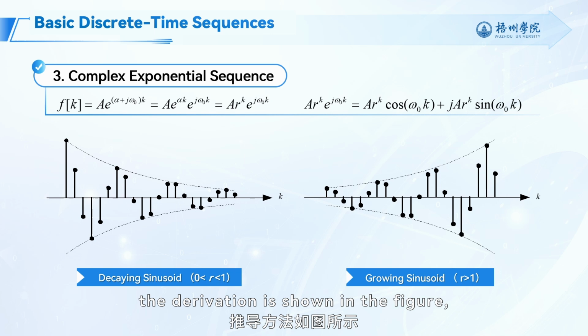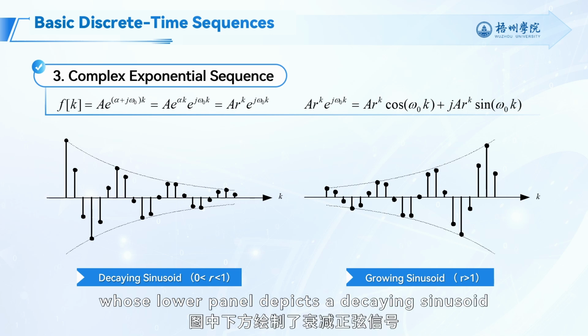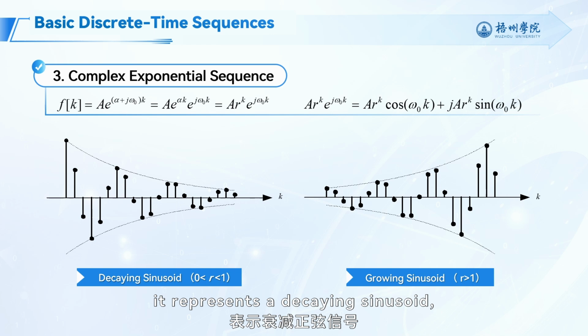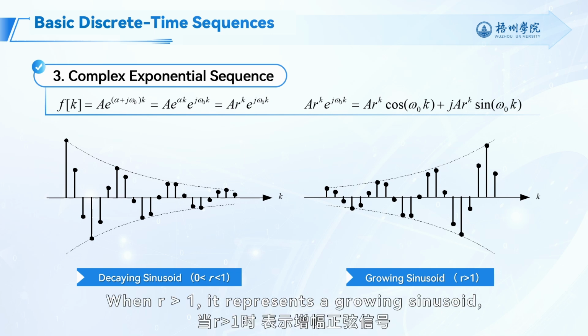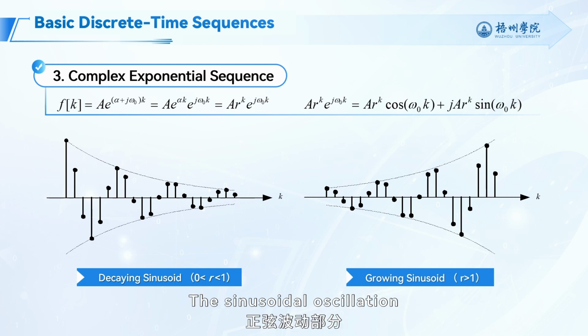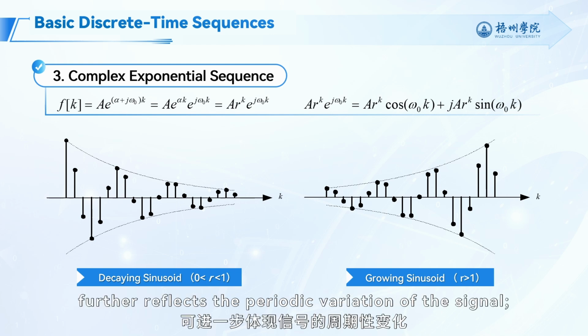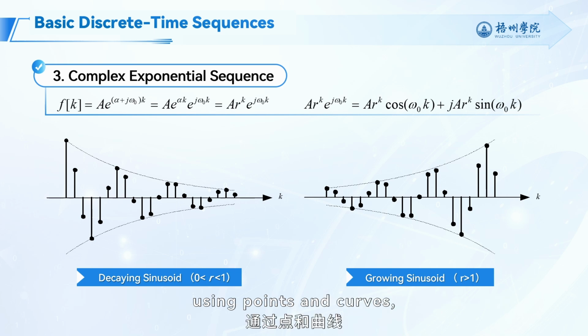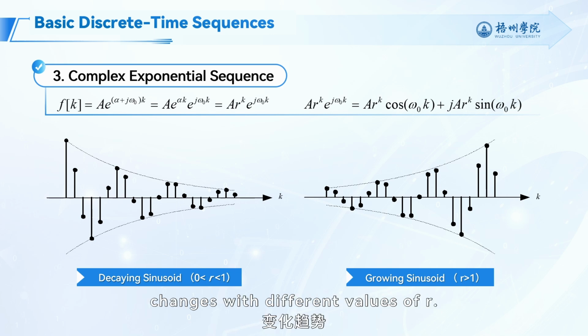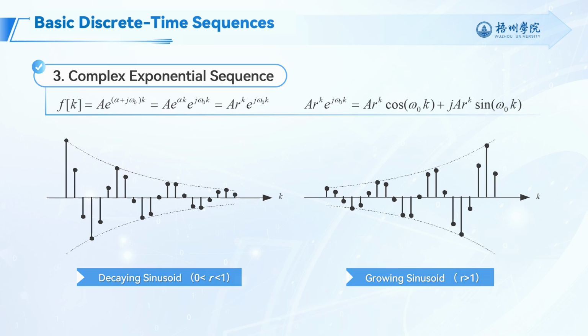For the complex exponential sequence, we discretize the complex exponential signal from the continuous time case. The derivation is shown in the figure, whose lower panel depicts a decaying sinusoid and a growing sinusoid. When r is between 0 and 1, it represents a decaying sinusoid, whose amplitude decreases over time. When r is greater than 1, it represents a growing sinusoid, whose amplitude increases over time. The sinusoidal oscillation further reflects the periodic variation of the signal, using points and curves. The plot intuitively shows how the complex exponential sequence changes with different values of r.